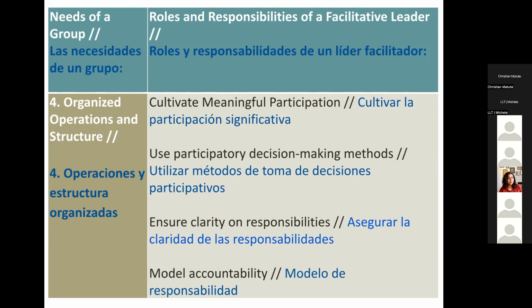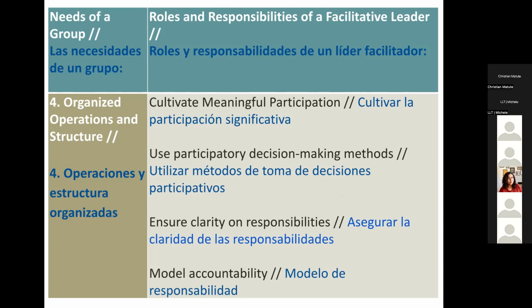Using participatory decision-making methods. Having ways that everybody can weigh in on something, and then either grouping ideas into some sort of consensus list, or having some kind of voting process which is understood and agreed to by everyone.